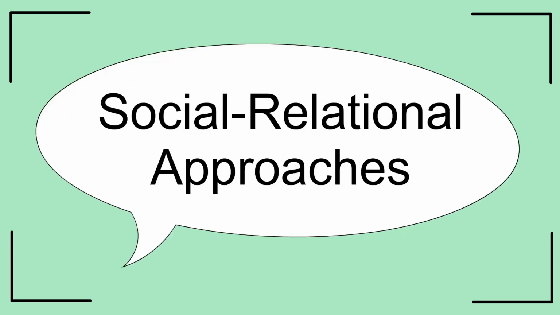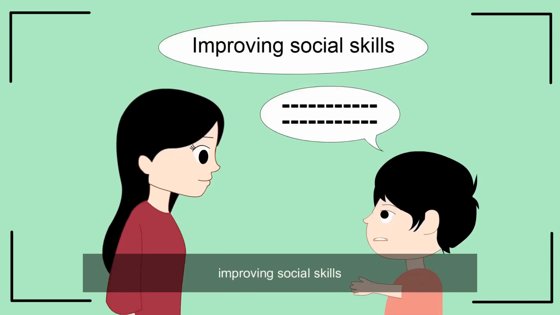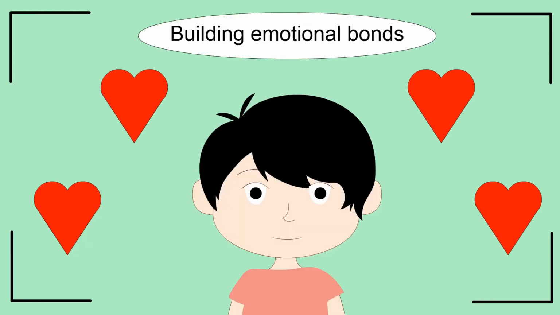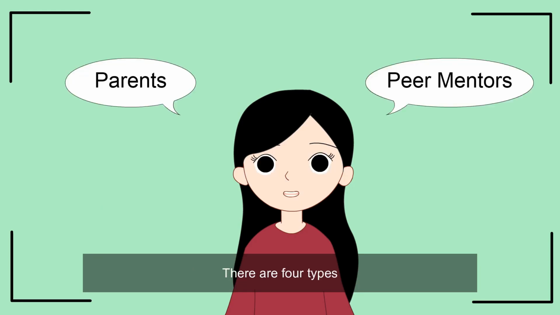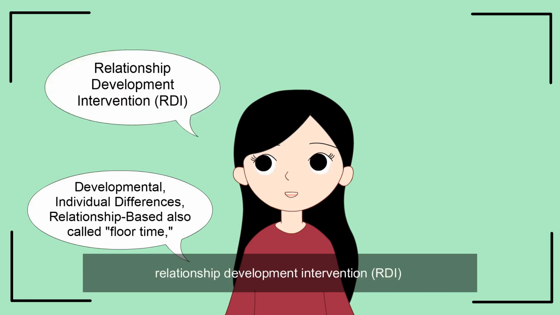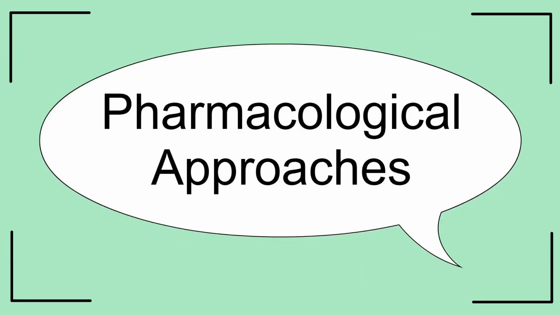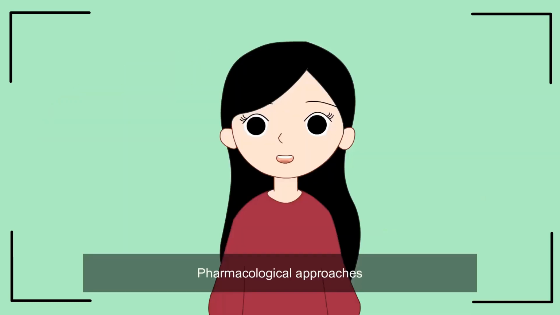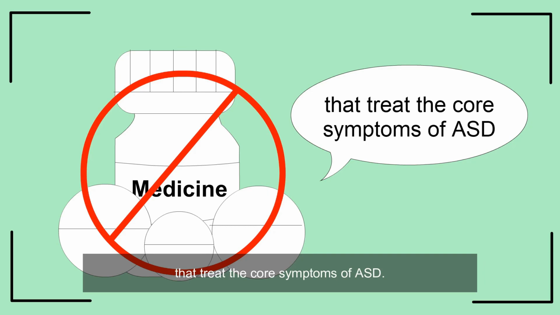Social relational approaches. In social relational approaches, treatment focuses on improving social skills and building emotional bonds. Some social relational approaches involve parents or peer mentors. There are four types: developmental, individual differences, relationship-based, also called floor time, relationship development intervention, RDI, social stories, and social skills groups.